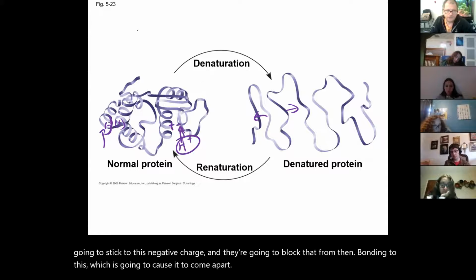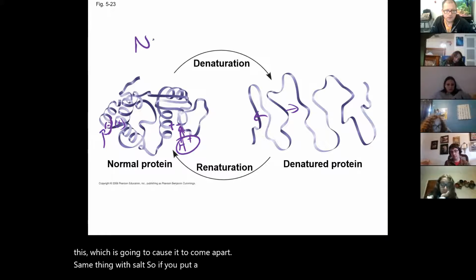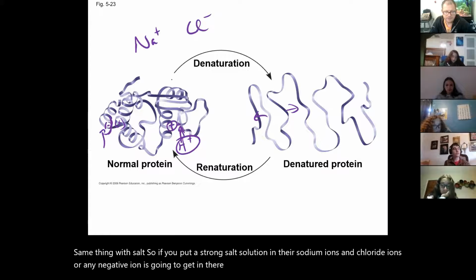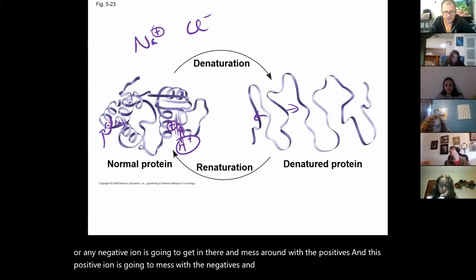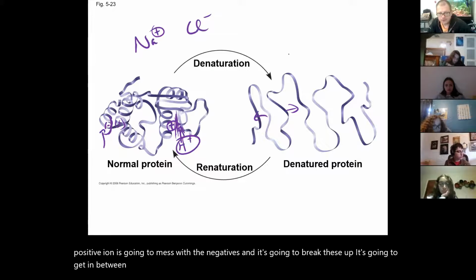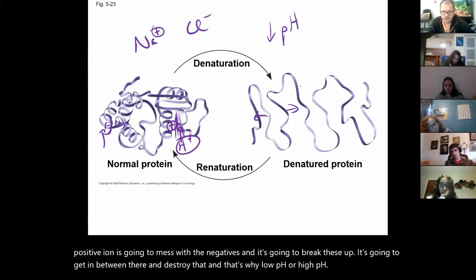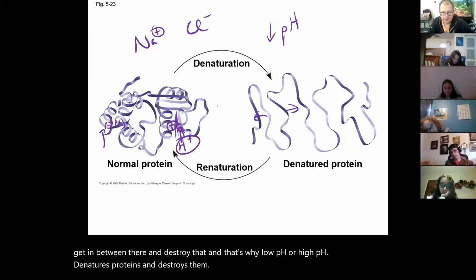Same thing with salt. If you put a strong salt solution in there, sodium ions and chloride ions, any negative ion is going to get in there and mess around with the positives, and this positive ion is going to mess with the negatives and break these up. It's going to get in between there and destroy that. And that's why low pH or high pH denatures proteins and destroys them, because they get in there.